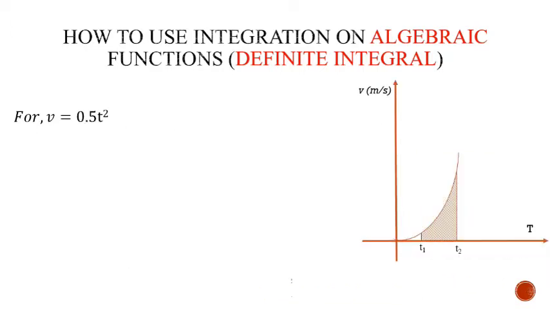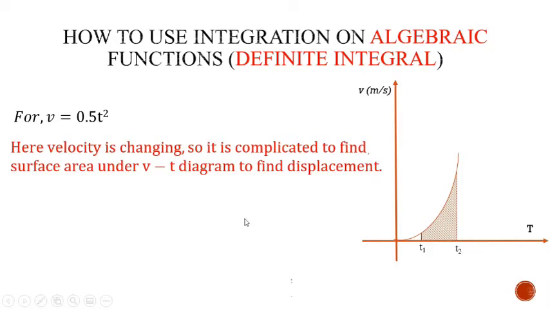If you try this for a complicated case, for example velocity equal to 0.5 t square, that means velocity is not constant now, it is changing. For this kind of graph, it is a curve like this. If we have input values t1 and t2, then it is a problem of definite integral, because we have a lower limit and an upper limit. Here velocity is changing, so it is complicated to find the surface area under the VT diagram.